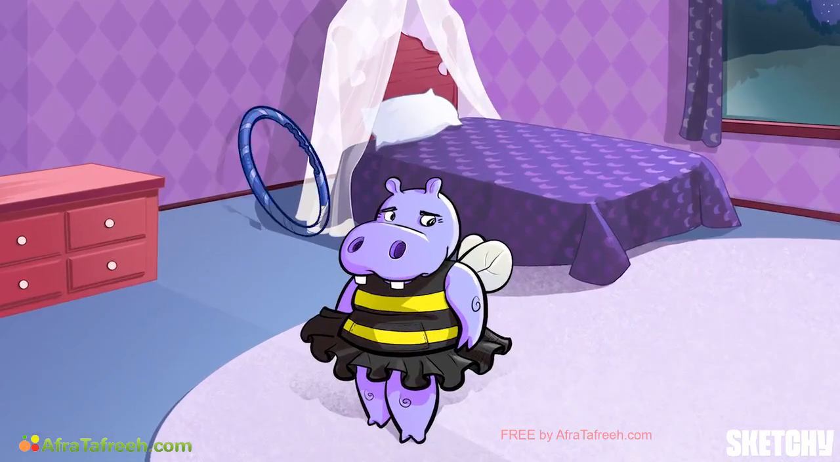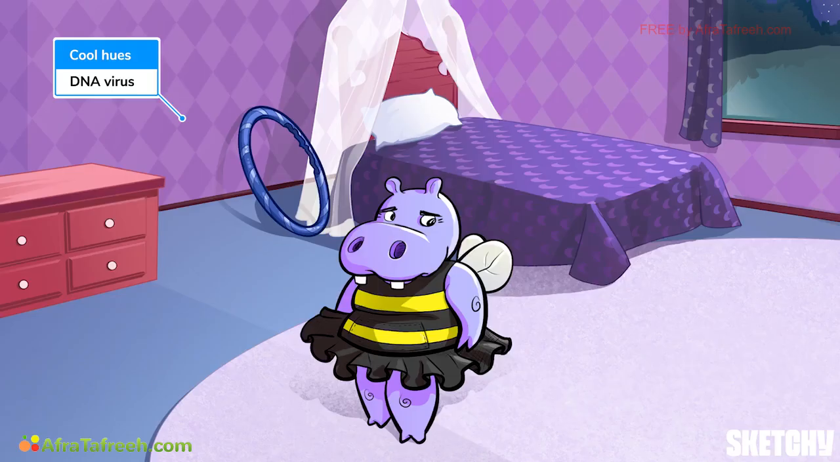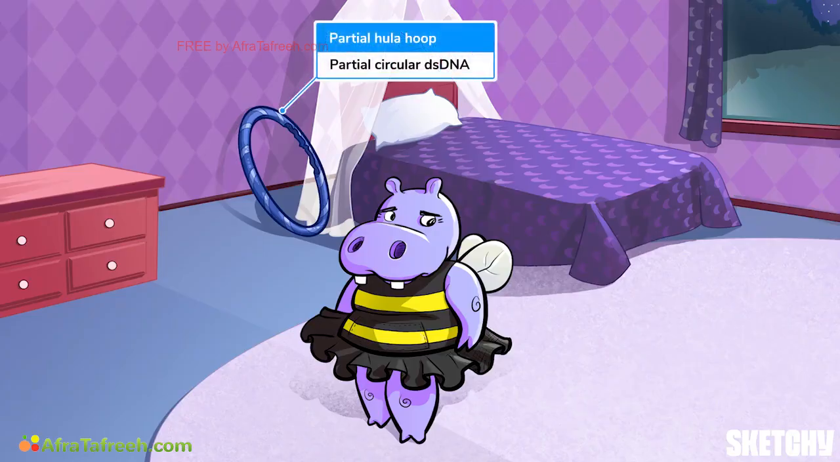Hepadnaviridae are DNA viruses, hence the cool color scheme in this bedroom. But just in case you forget everything you ever knew about Sketchy Micro, the letters D and A are literally spelled out in the middle of the word Hepadnaviridae. So hepatitis B has kind of a weird genome.